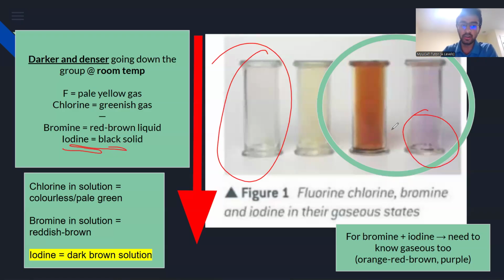And we also might need to know how these look in solution. So chlorine is pretty much colorless, somewhat pale green. Bromine is also red-brown. Iodine, again, is the weird one. Iodine as a solid at room temperature is black in color. The gaseous form is going to become purple, like you can see in this photo. And in solution, it's going to become dark brown.